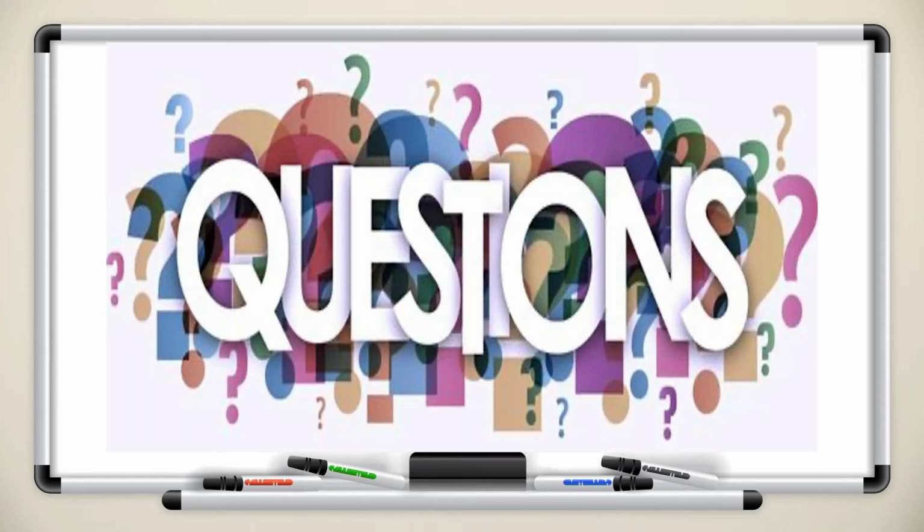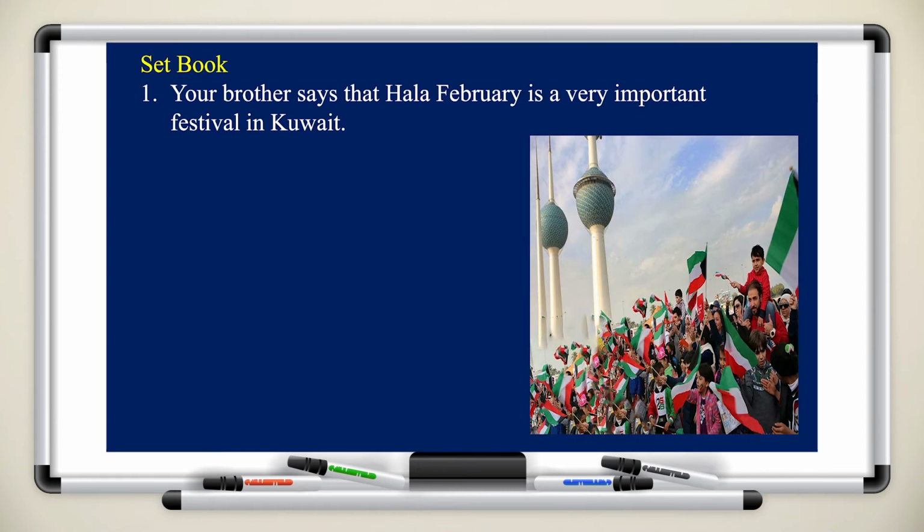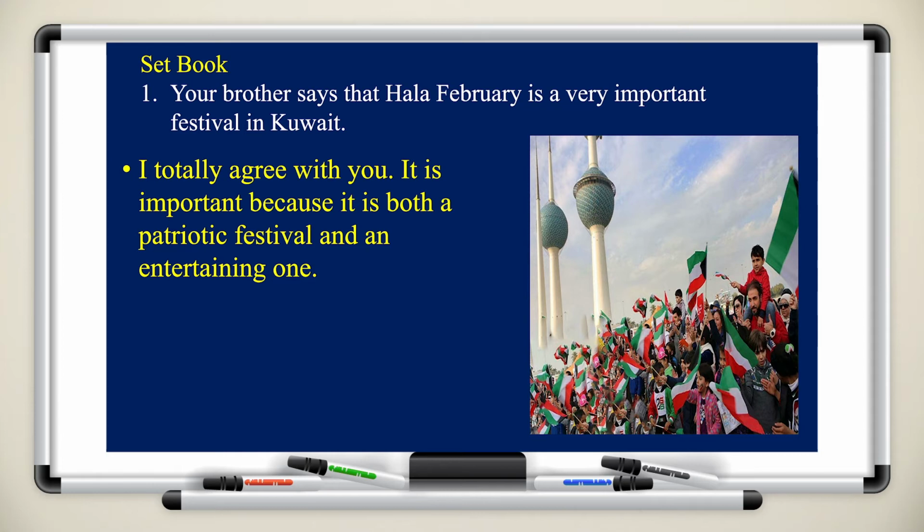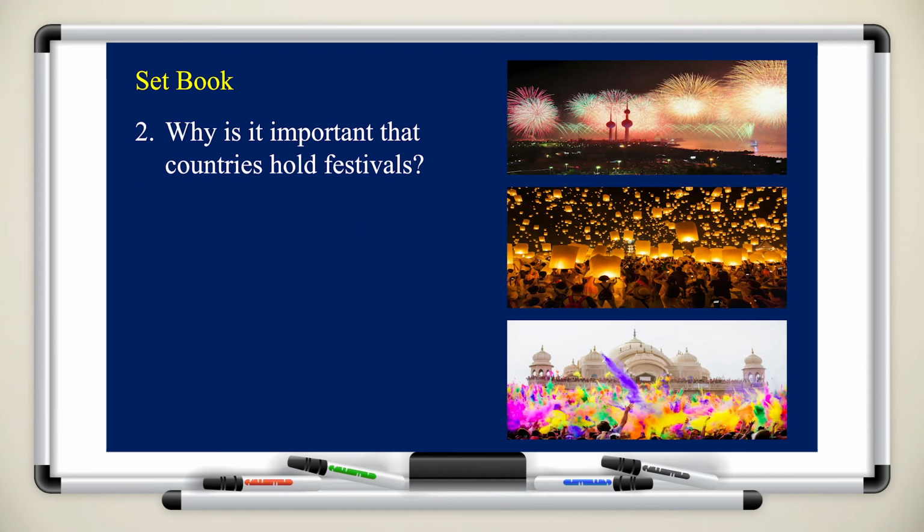Let's go to the Setbook questions. Now, question number 1. Your brother says that Hala February is a very important festival in Kuwait. You can express your opinion. You can agree or disagree. It's up to you. Now, the answer is, I totally agree with you. It is important because it is both a patriotic festival and an entertaining one. And also there are many different answers to this question, but we chose this one and you have it as an example.